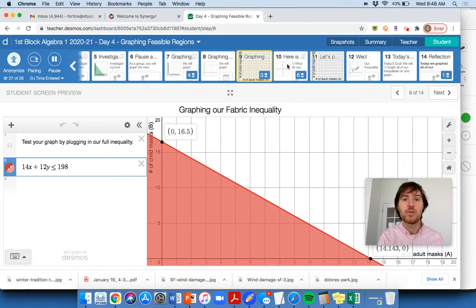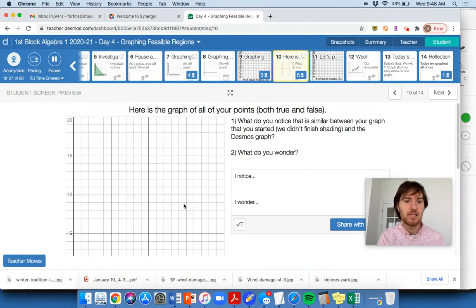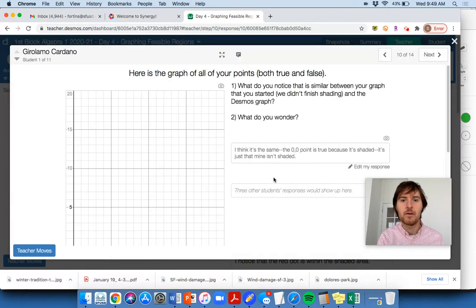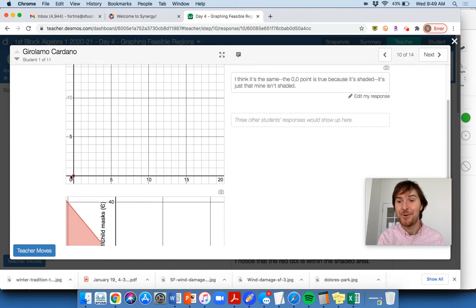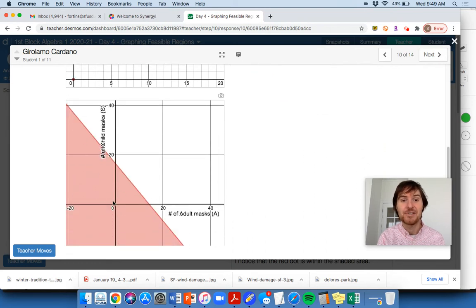Okay, so then I'll go to this, and they don't show you this here. Here's a graph with all your points. So maybe I'll have to look at a student's to see what you guys see here. I'll stick with Girolamo Cardano. And then this thing doesn't really show you anything. It just shows you the true point. Okay, so you're saying this point is a part of the inequality, but there are a lot more. This is what Desmos shows us. Yep, 0, 0 is in the solution region, shows the border.